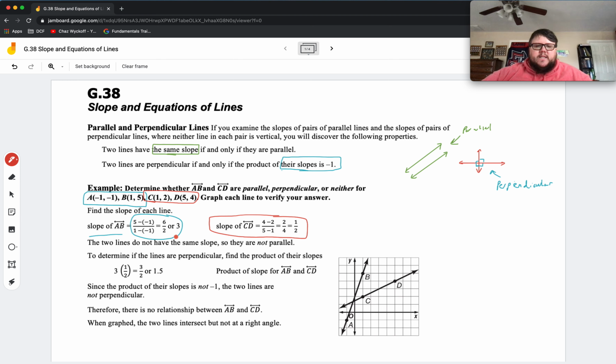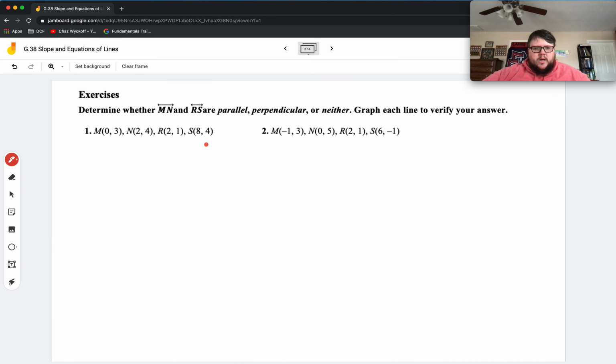And if you notice, they're not the same slope, so they're not parallel, and they're not opposite reciprocals, meaning that when you multiply them, you don't get -1. They're not opposite reciprocals, so it's neither. They are neither perpendicular nor parallel. So I'm going to go through and do a couple examples with you guys, and then we'll figure it out from there.